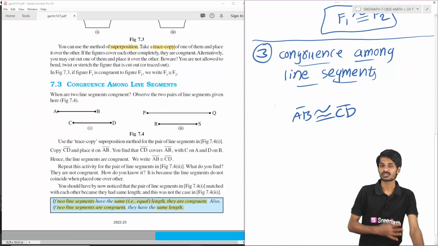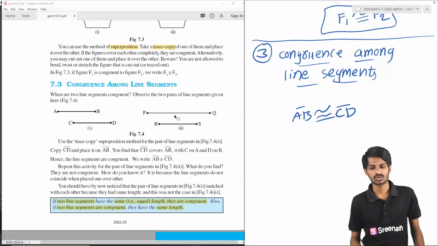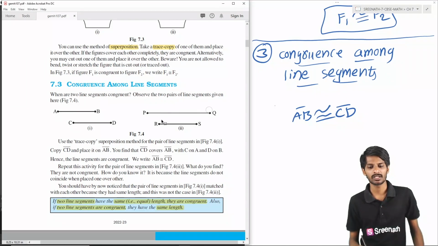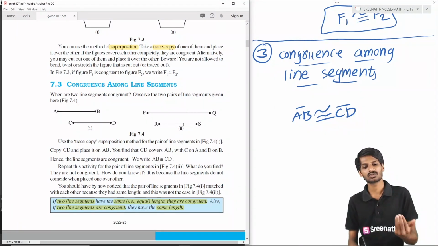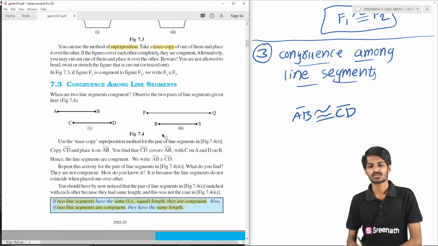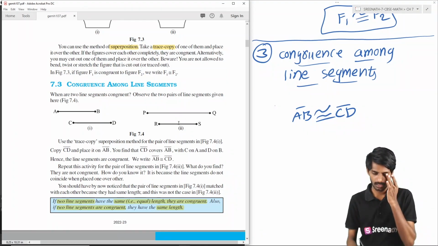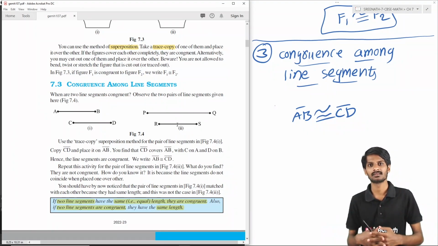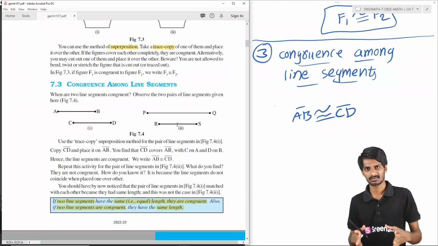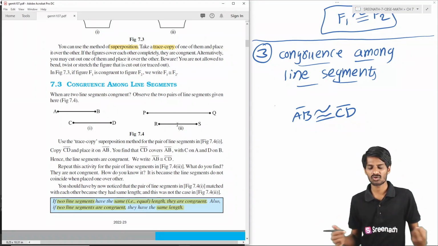Okay, students. Now observe these two line segments, line segment PQ and line segment RS. Take the line segment PQ and place it on the line segment RS. What do you observe? Does PQ cover RS, or does it go over RS? It does not cover it exactly. It has extra length. So the length of PQ and the length of RS are not equal. So these two are not congruent, students.